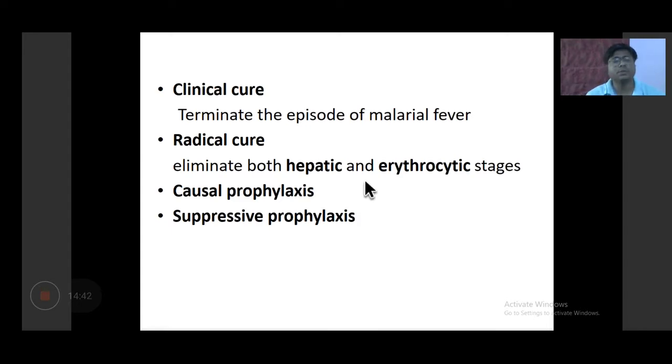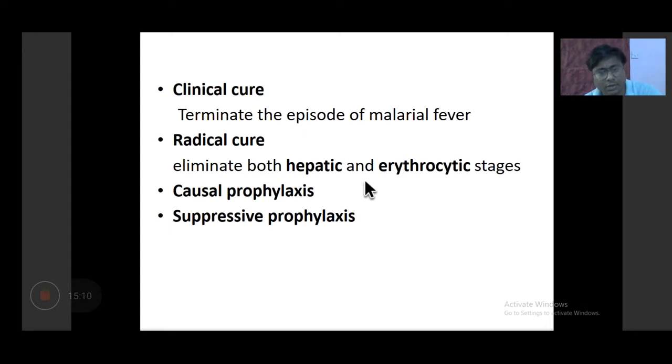Now there are a few terms you can see, like clinical cure. Clinical cure means terminating the episode of malaria fever. A patient comes to you with symptoms. At that point of time, the Plasmodium schizonts are in the blood. You will give the drug that targets the erythrocytic stage, very highly efficacious, and in 3-4 days the termination of the episode of malaria fever will happen. That is what we call the clinical cure. That is the clinical relief given to the patient by our drug.